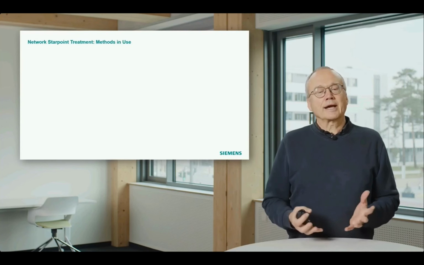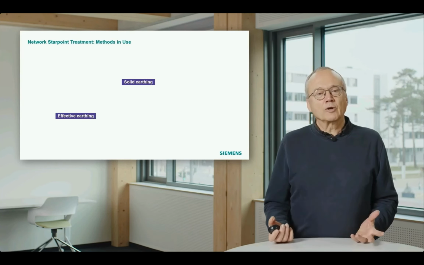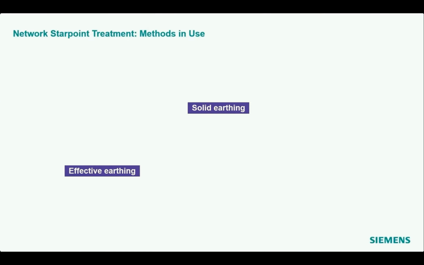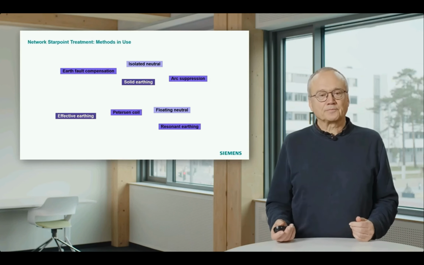Let's start with a look at the different methods to treat the star point. What we know from transmission systems is solid earthing. Sometimes it's also called effective earthing. That means the star point is directly connected to ground. The opposite would be isolated neutral. That means the star point is open, not connected to anything. Sometimes that's also called floating neutral. And then there are a lot of things in between.